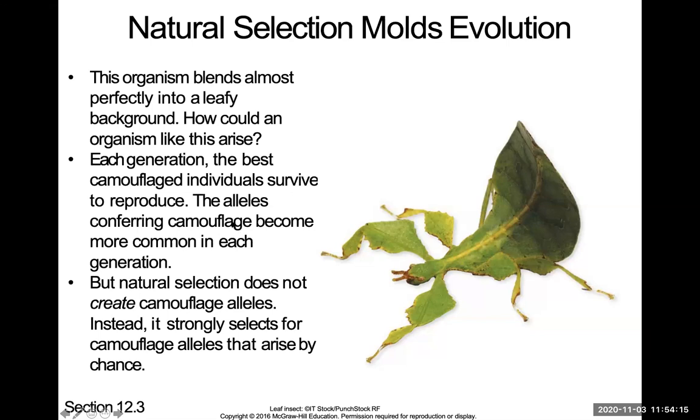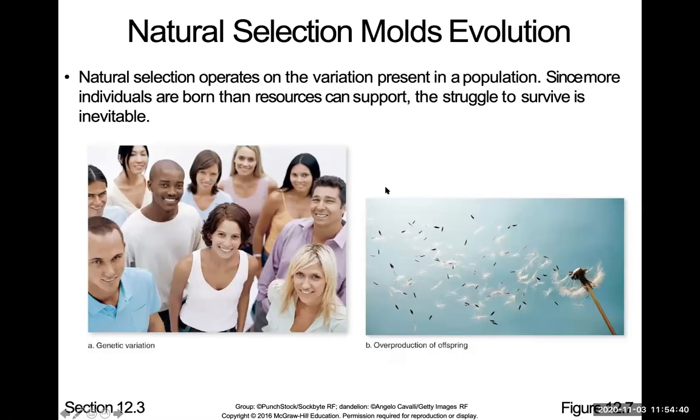And whatever is helping the individual reproduce better is going to become a more common allele in the generations. Natural selection does not create camouflage alleles. It just selects for it. It just favors the allele that's going to help them survive. Therefore, they're able to pass on their genes. But natural selection doesn't create these alleles. Natural selection operates on variation that's present in the alleles in the population.